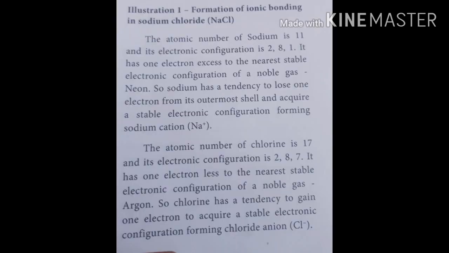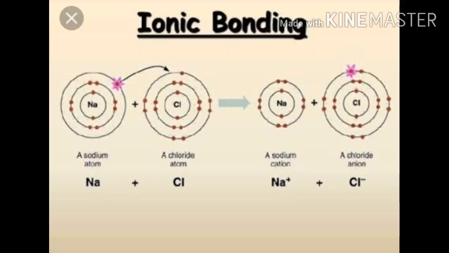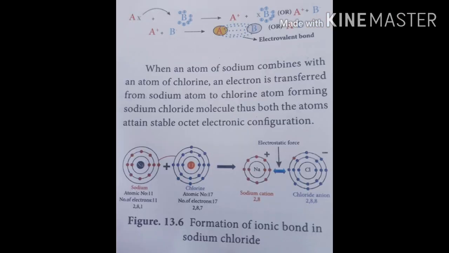Okay, let me explain now how the ionic bond is formed in sodium chloride. Listen. The atomic number of sodium is 11. That is, the total number of electrons present in sodium is 11, and it is arranged in the shells as 2, 8, 1. That is, the first shell consists of 2 electrons, the second shell consists of 8 electrons, and the third shell consists of 1 electron. So the sodium atom tends to attain the electronic configuration of the inert gas neon, that is 2, 8.